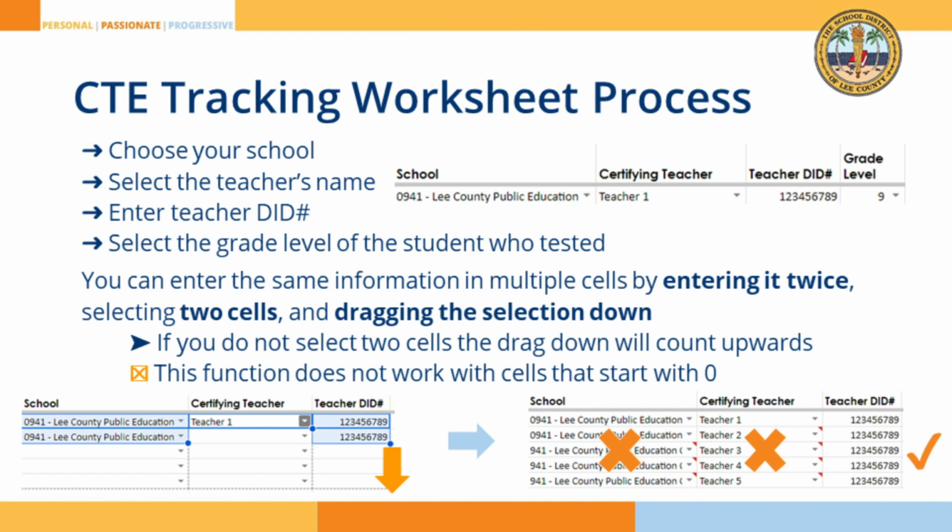You can enter the same information by entering it twice, selecting 2 cells and dragging it down to spread it to multiple columns. This does not work if the column starts with 0, or if you only enter it once and try and drag it down, in which case it will count up. So enter it twice, select both cells and drag it down and you don't have to enter it multiple times.